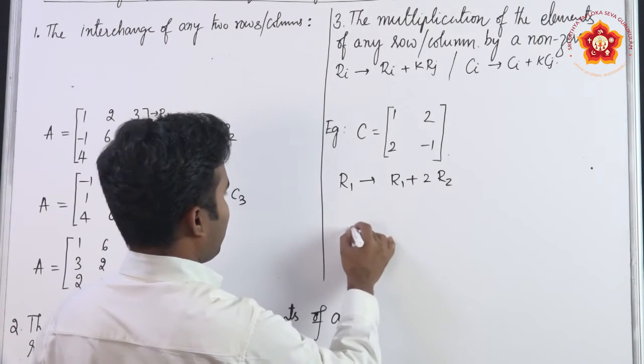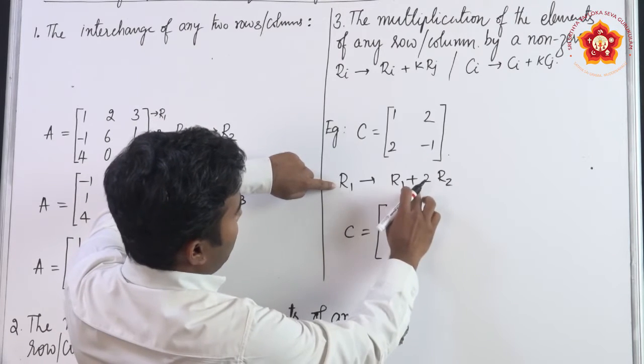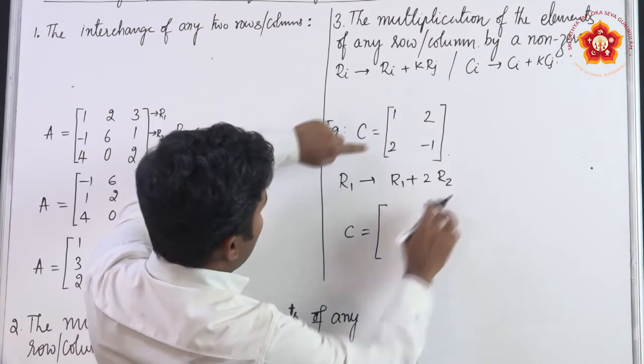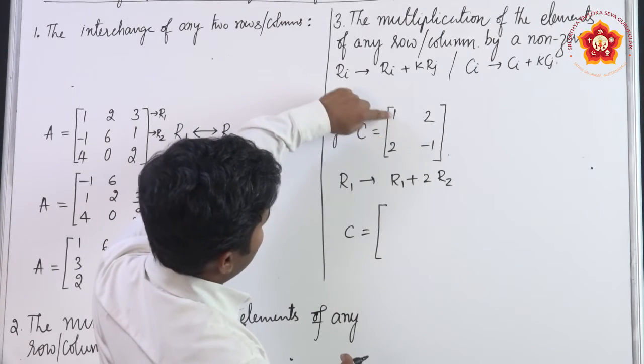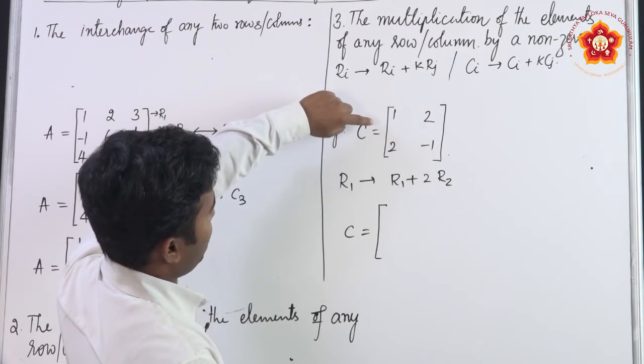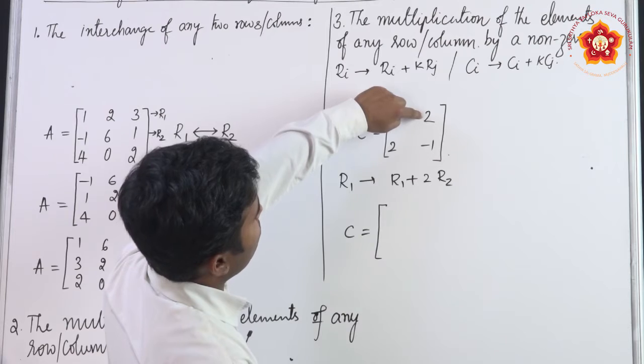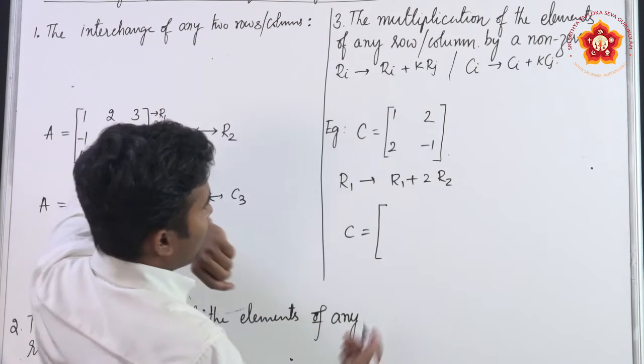So, now let us find R1 as R1 plus 2 times R2, understand. These are the corresponding elements. When we are doing the row transformation, the corresponding element of 1 is 2 and the corresponding element of 2 is minus 1. That is how we are going to do it.